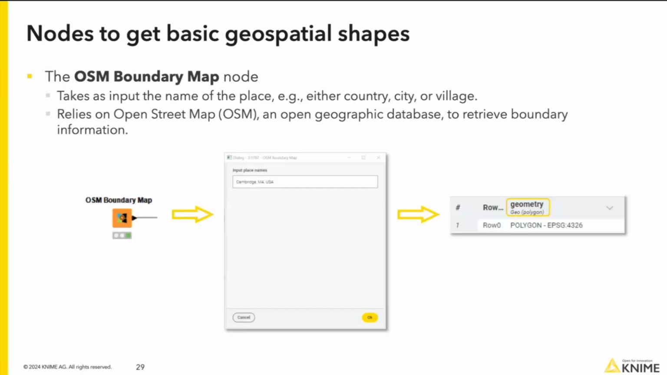So how would I do that? Just to give you an example, there is an OpenStreetMap boundary map node. You can interactively, in its configuration dialog, provide the place name for which you want to get the geometry, Cambridge, Massachusetts, in the US, for instance. You configure that, hit the OK button, and what you'll get in the output is a new column with a polygon that shows the city limits of Cambridge, Massachusetts, as an example, right? And this really also shows the flexibility of KNIME with respect to the data types.